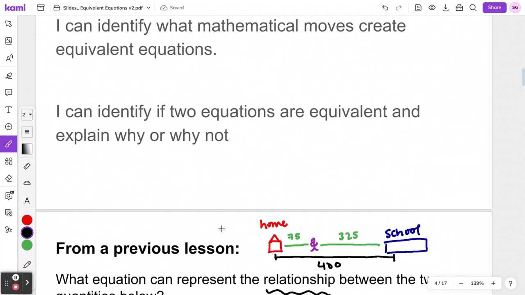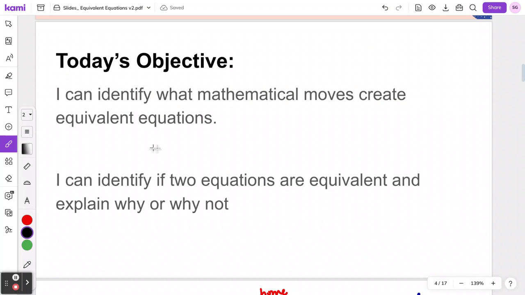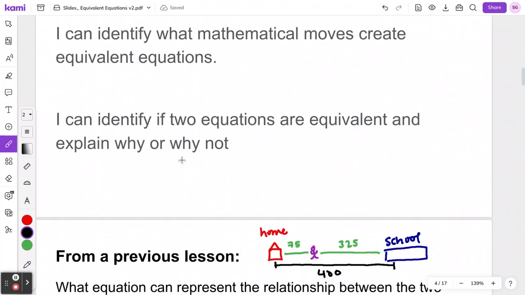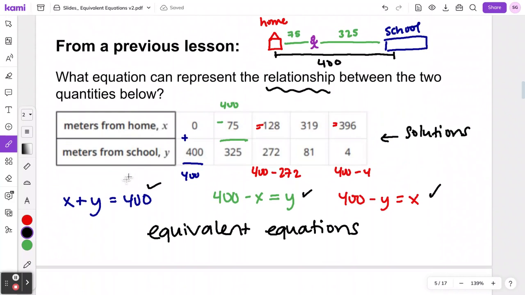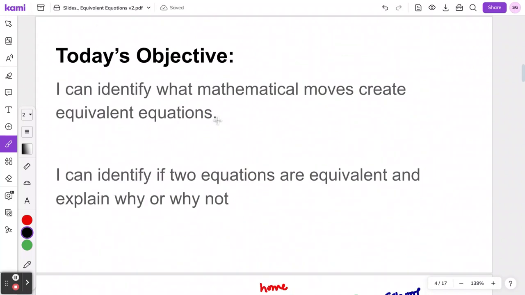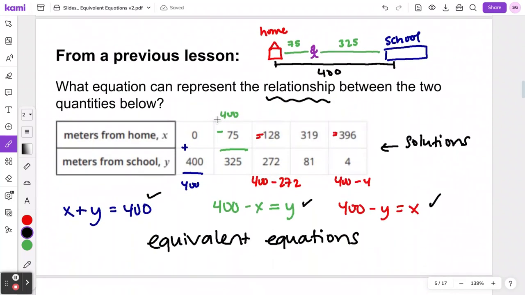So going back to our goals for this lesson, we said our job is to figure out what mathematical moves can create equivalent equations and if we can identify if two equations are equivalent or not, and explain why. For example, in this problem here, when you were creating these equivalent equations, we were having to reset our brain each time and think about how you could think of the pattern differently. But there are some mathematical moves you can do to create these. So that's one of the things we're going to talk about. And then the second thing, we're going to talk about if I gave you these two equations, if you could identify, yes, they're equivalent or no, they're not.